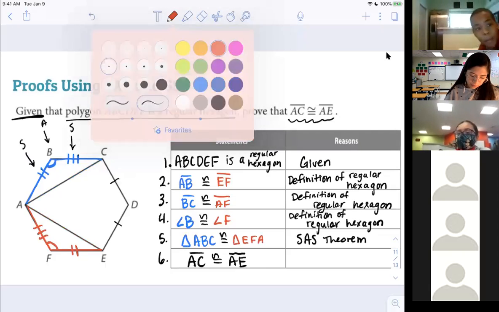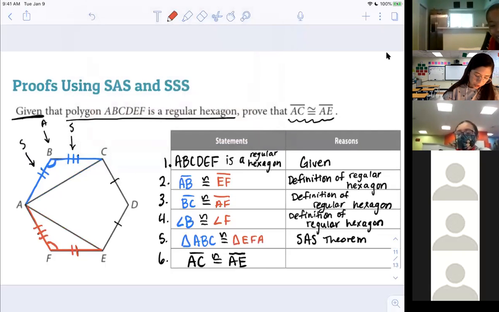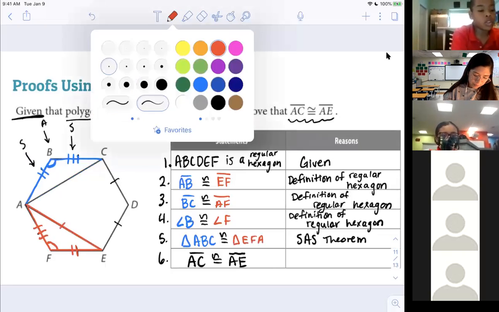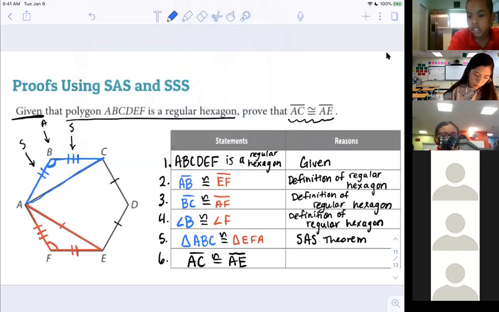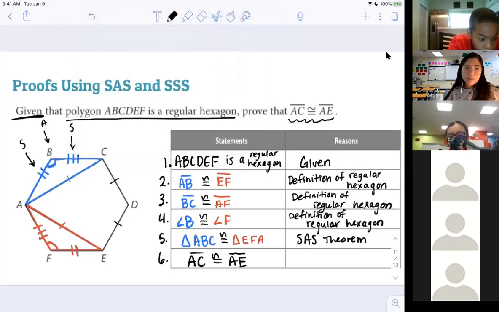Finally, now that I know that these triangles are congruent, I can say that AE is congruent to AC. But what did I just use to show that AE is congruent to AC? Since I know the triangles are congruent, now I can tell you.